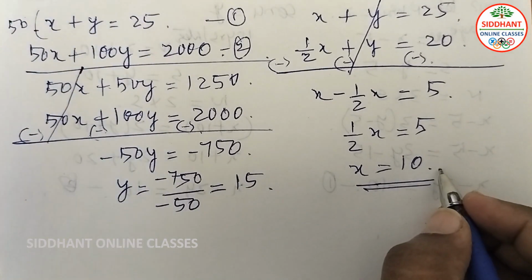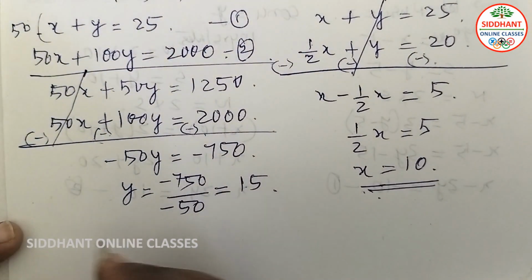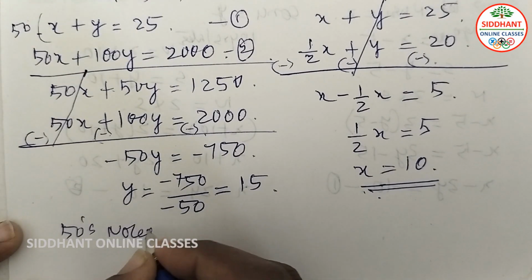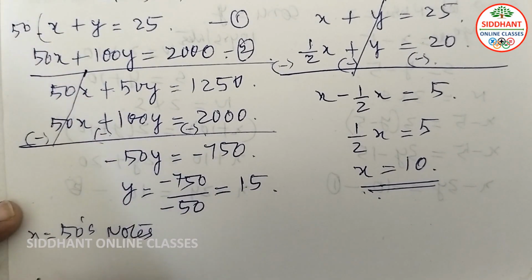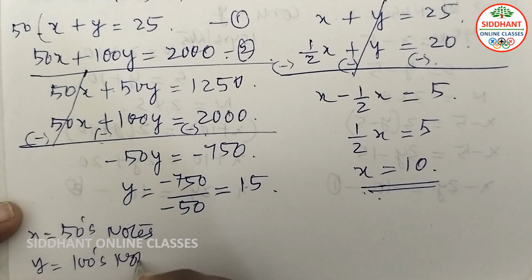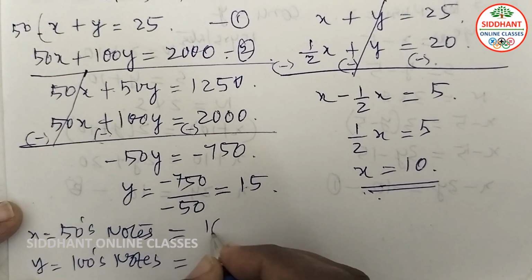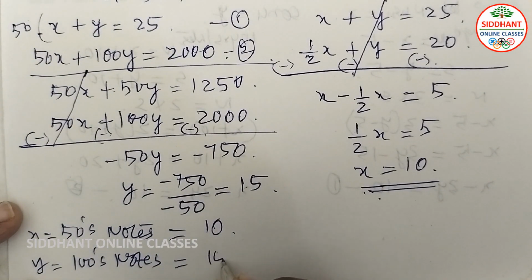Now we know x is 50 rupees notes, and y is 100 rupees notes. So how many 50 rupees notes? 10 are there. 100 rupees notes, 15 are there.